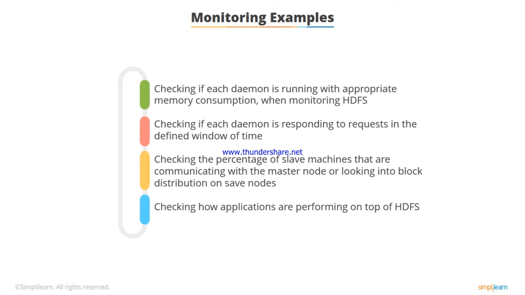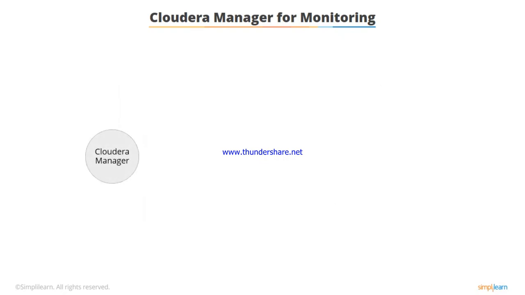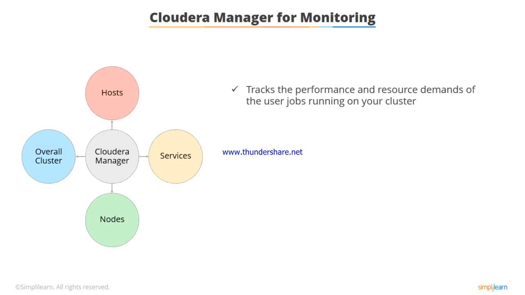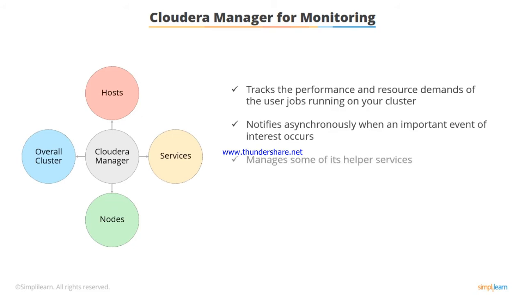Now that you know about Hadoop cluster monitoring, let's learn how Cloudera Manager is used for monitoring. Cloudera Manager consists of various features for monitoring the health and performance of components, such as hosts, services, and nodes, and the overall cluster. It also tracks the performance and resource demands of the user jobs running on your cluster. In addition to monitoring, Cloudera Manager can also notify asynchronously when an important event of interest occurs.